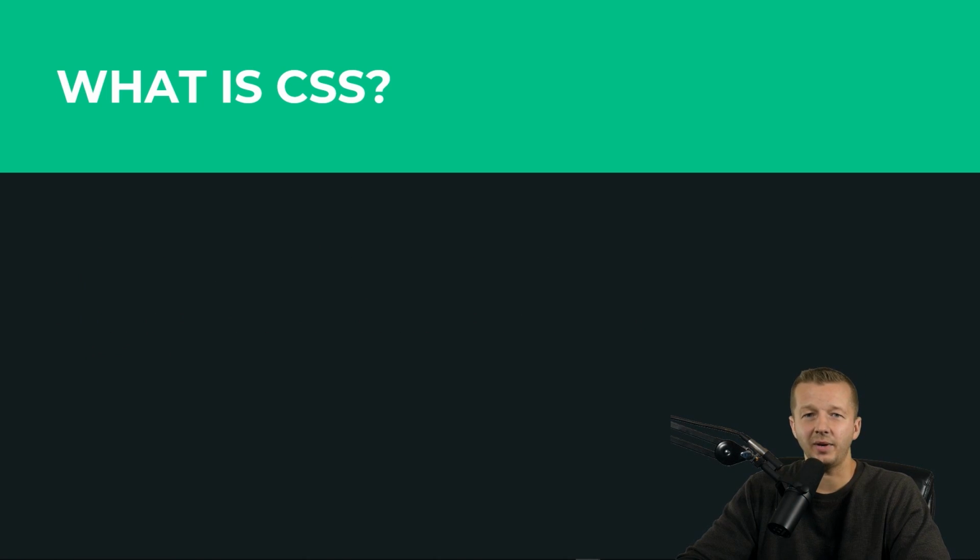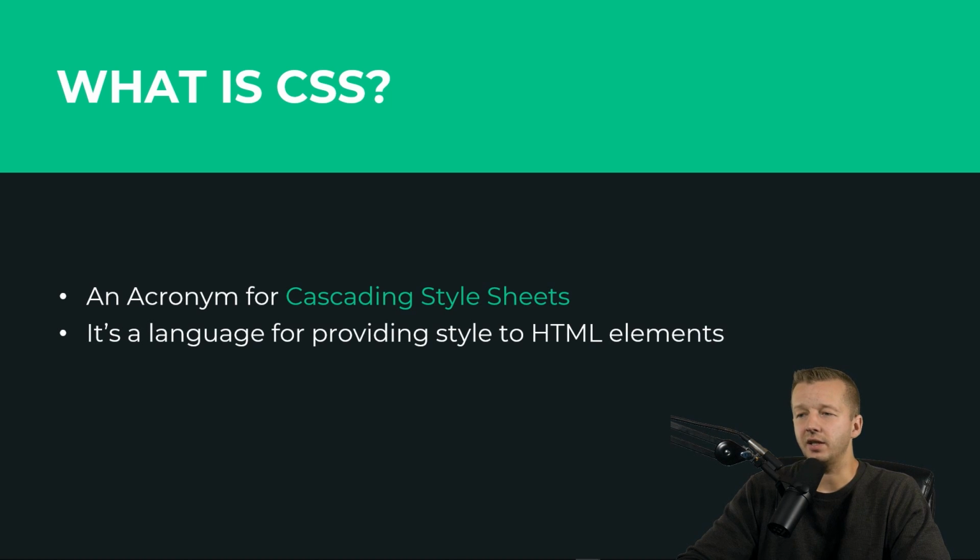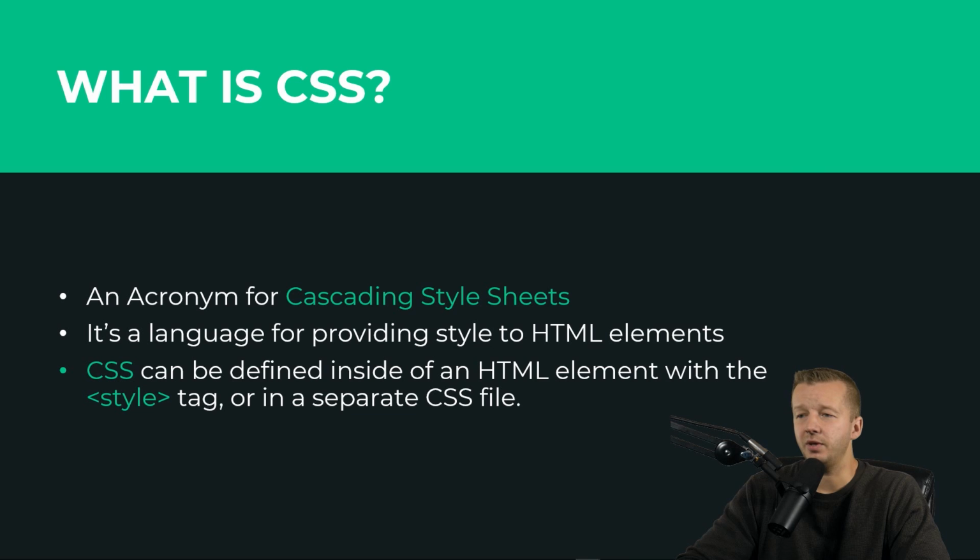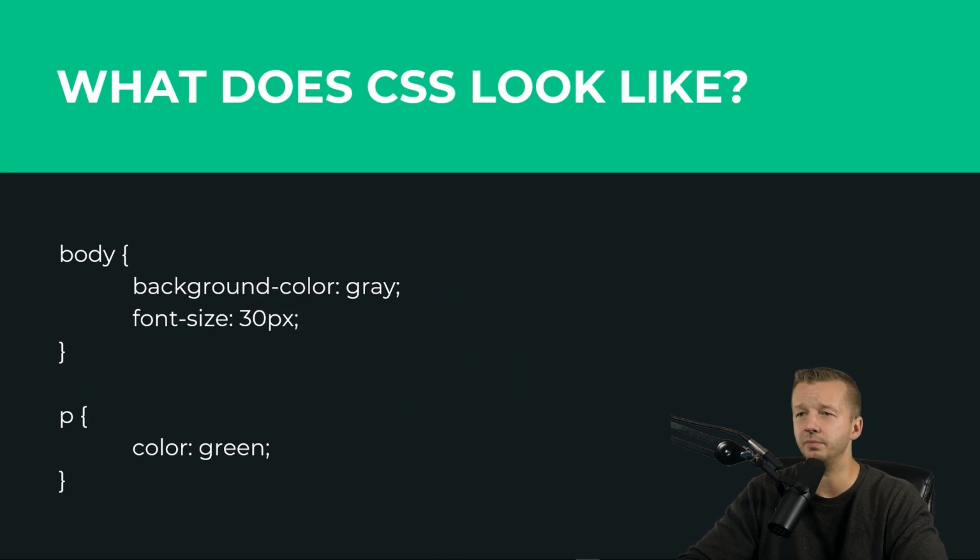So now let's talk about CSS. It's an acronym for Cascading Style Sheets, and it's a language for providing style to your HTML elements. And it could be defined inside of an HTML document with the style tag, or in a separate CSS file itself, which is what we're going to do, because when you start writing out a lot of CSS, you don't want that cluttering up your HTML document. So what does CSS look like? There it is. Very exciting stuff. Not really. It's actually very simple.